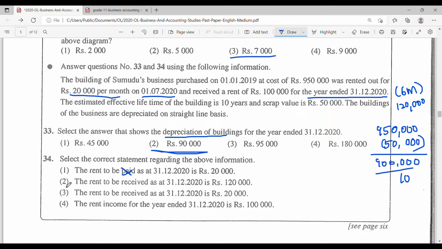Among answers 2, 3, and 4, you need to select the correct one. Rent to be received is not 120,000. You have already received 100,000. The rent income is 120,000. So here, because it says rent to be received as 120,000, answer 2 is not correct. Answer 4 says rent income as 100,000, so again answer 4 is also incorrect. The correct answer is answer 3. Rent to be received as at 31st December 2020 is 20,000.